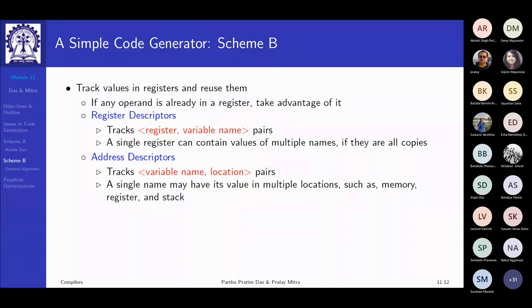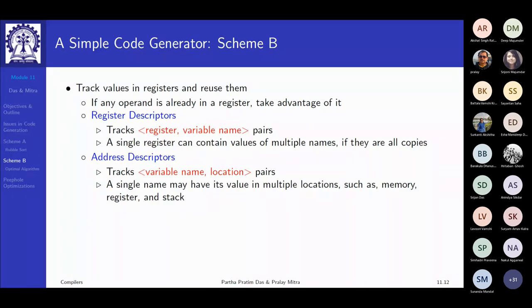We now move on to a different scheme, which we refer to as scheme B. And this, in a way, will lead to an optimal algorithm also, but it is not optimal in time. It is optimal in the length of the code. We'll see that. Now, to implement this algorithm, we make use of two data structures.